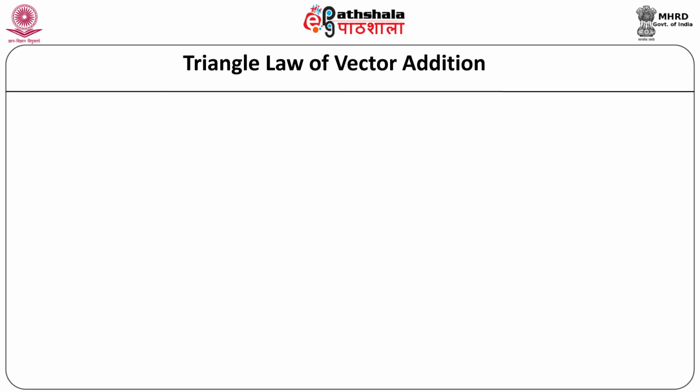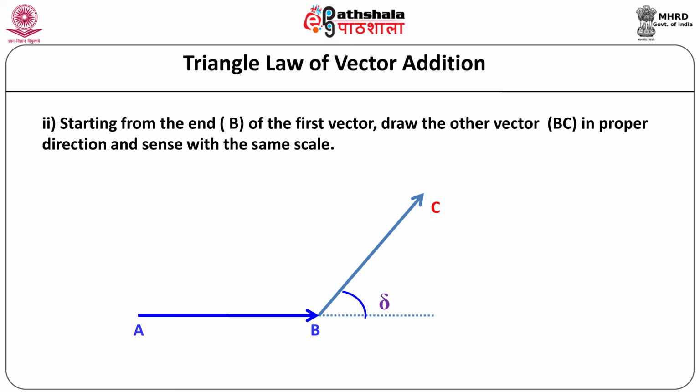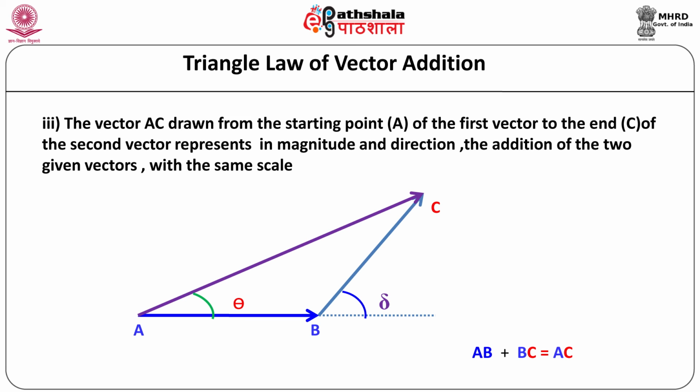Let us suppose that we want to add two vectors. For this, as the first step, with a suitable scale, draw the first vector, say AB. Then, starting from the end of the first vector, draw the other vector BC in proper direction and sense with the same scale. Lastly, join points A and C. The vector AC drawn from the starting point A of the first vector to the end C of the second vector represents in magnitude and direction the addition of the two given vectors with the same scale.